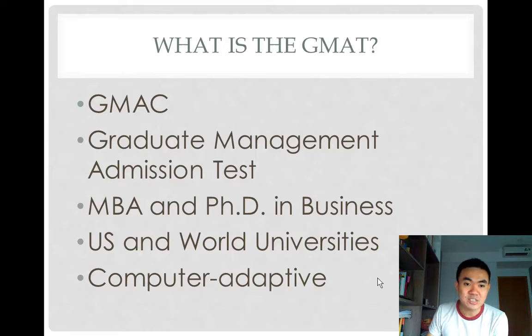One very special aspect of the GMAT is that it is computer adaptive, meaning that your next questions in an exam will be given to you based on your previous questions answered. For example, if you answered the previous question correctly, your next question will be harder than the previous question. And if you answer the previous question incorrectly, your next question will be easier. That is the meaning of the computer adaptive aspect of the GMAT.